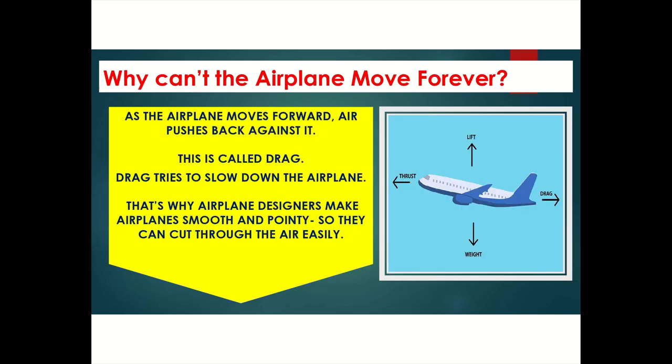Why can't the airplane move forever? As the airplane moves forward, air pushes back against it. This is called drag. Drag tries to slow down the airplane. That's why airplane designers make airplanes smooth and pointy, so they can cut through the air easily.